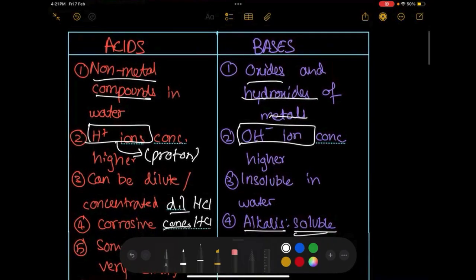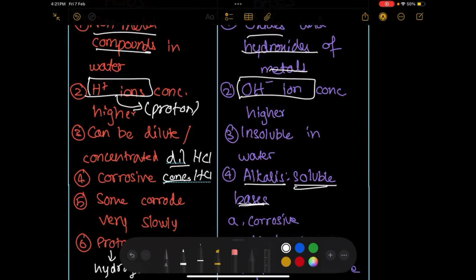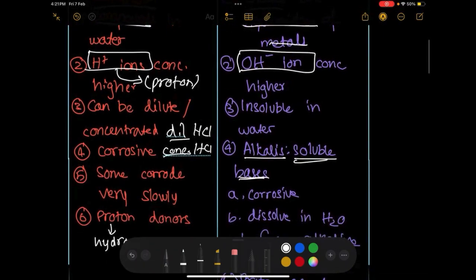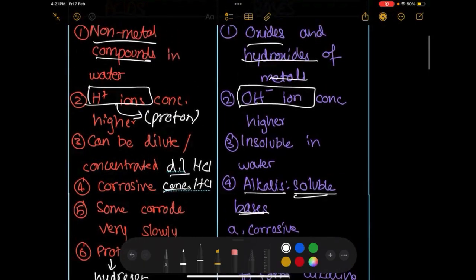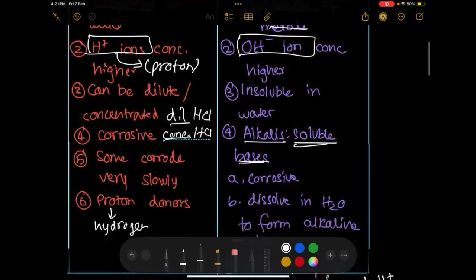Then we move on to bases. So bases are oxides and hydroxides of metals. The OH minus ion concentration is higher. They are insoluble in water. However, there's a class of bases known as alkalis, which are soluble bases.